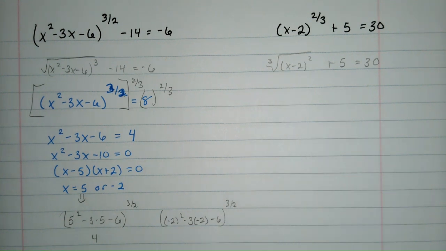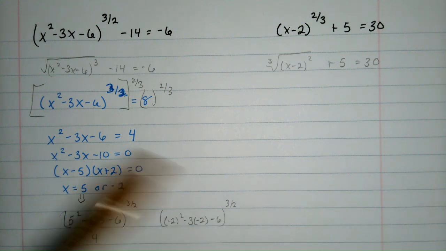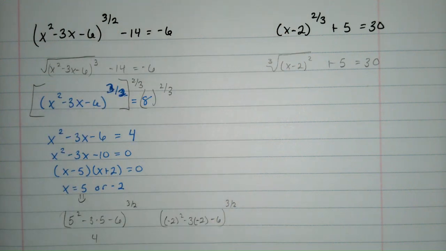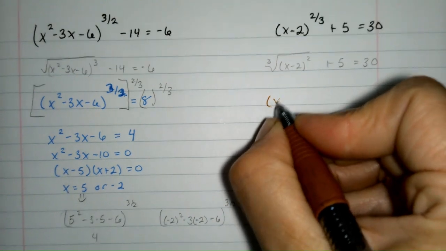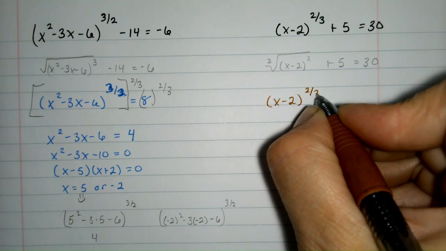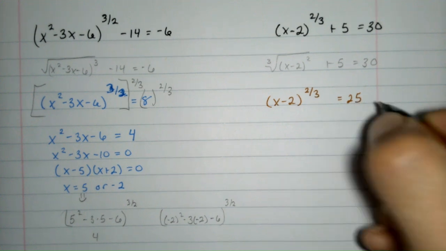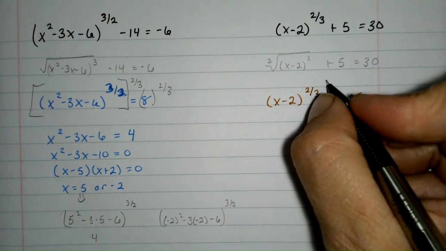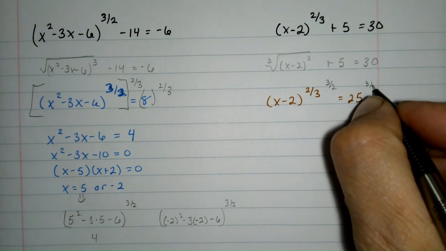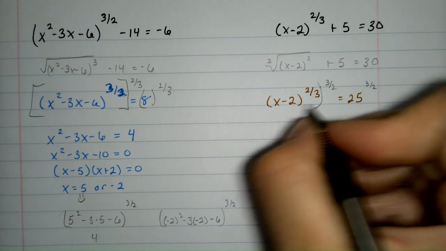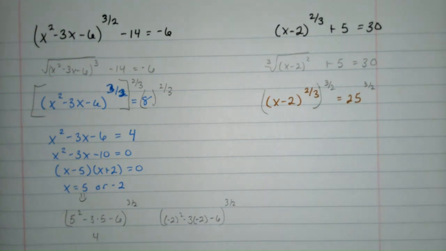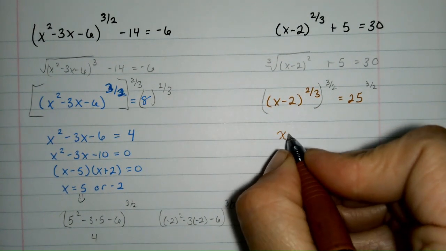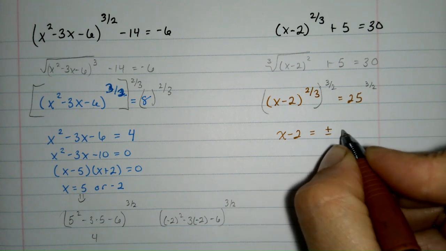So I'm going to come over here, and you might really be wondering right now why I'm doing a second one, especially when one is a 3/2 power and one's a 2/3 power. They seem super alike, right? So I'm going to write x minus 2 to the 2/3 power equals 25. To get rid of the 2/3 power, I'm going to need the 3/2 power. In double powers, remember you're going to multiply. So that's going to give us x minus 2 equals plus or minus 125.